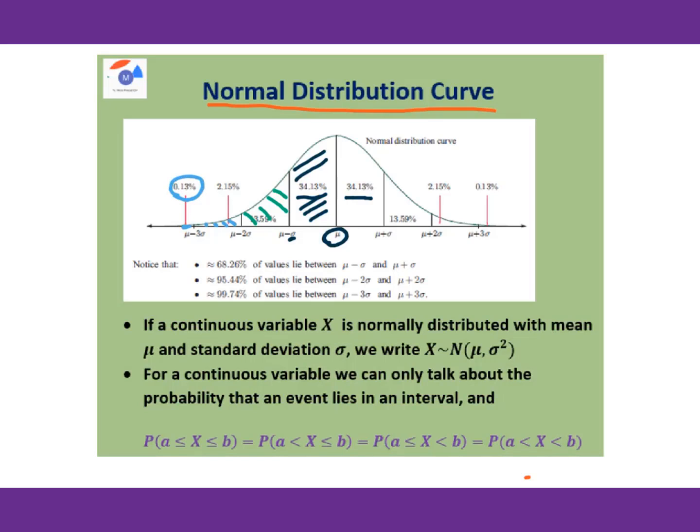0.13%. If a continuous variable x is normally distributed with the mean mu and the standard deviation sigma, we write this. Pay attention to, for this sigma standard deviation, we do square here. For a continuous variable, we can only talk about the probability that an event lies in an interval, and this is true.